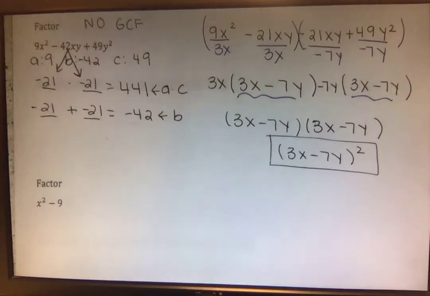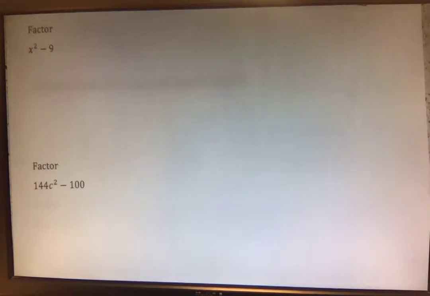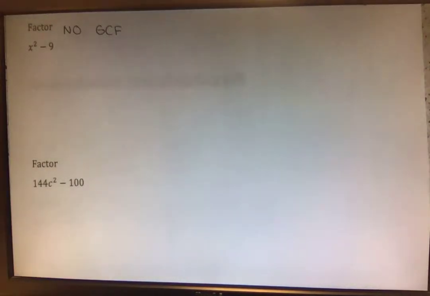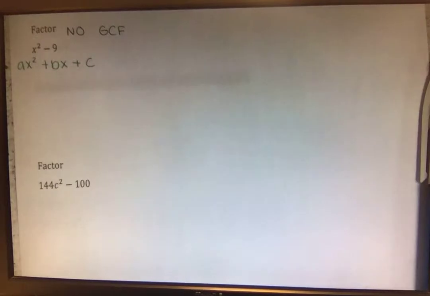Okay, so next example, factoring x squared minus 9. So our first step in factoring is GCF. There's nothing that x squared and negative 9 have in common, so no GCF. We want to factor this just like we've been doing our other factors. Remember, our standard form is ax squared plus bx plus c. So I want to try to find out what a, b, and c are. So I want to put this in standard form.